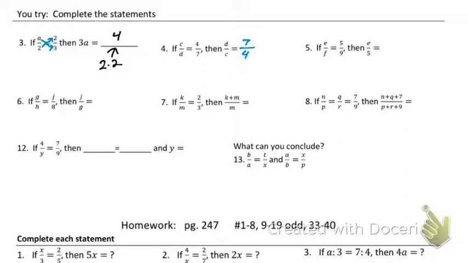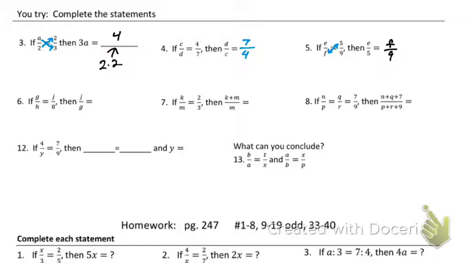Next one, we got E over F equals 5 over 9. Then E over 5 equals what? Lythe. F over 9. And what property let that happen? Switch the means. Yep, we switched the means. We just switched that F and that 5.